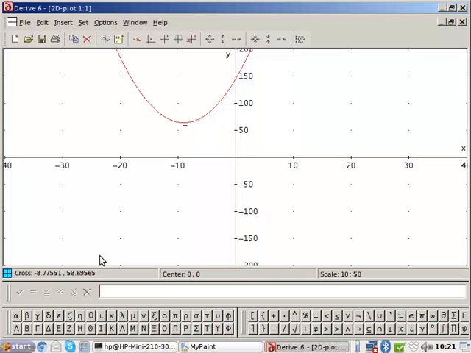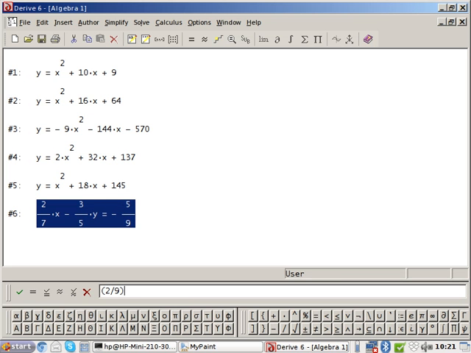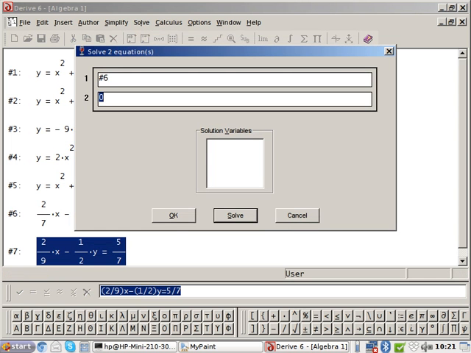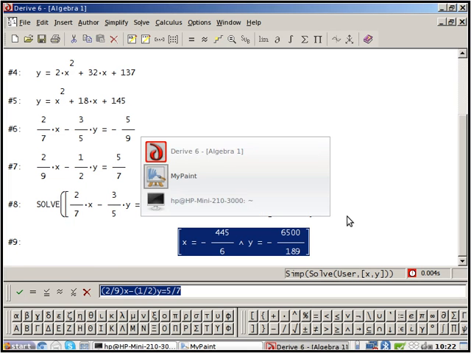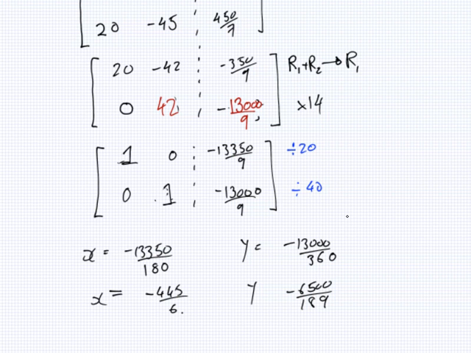Let's check with the computer program. This is what I'm hoping for, but I don't think this is going to happen. Okay, let me just type in the equation: 2 over 7 x minus 3 over 5 y equals minus 5 over 9, and then 2 over 9 x minus a half y equals 5 over 7. Solve system 2, line 6, line 7. So my first one is right, but my second one is not. It means I made a mistake somewhere on the y. Divided by 42, not 40. So happy now.